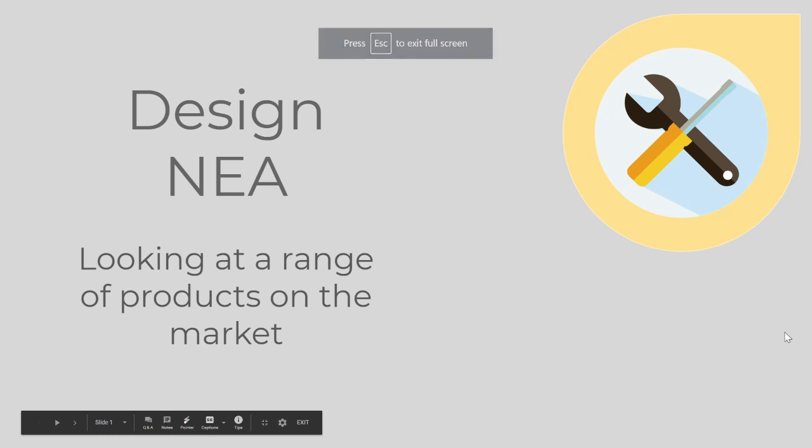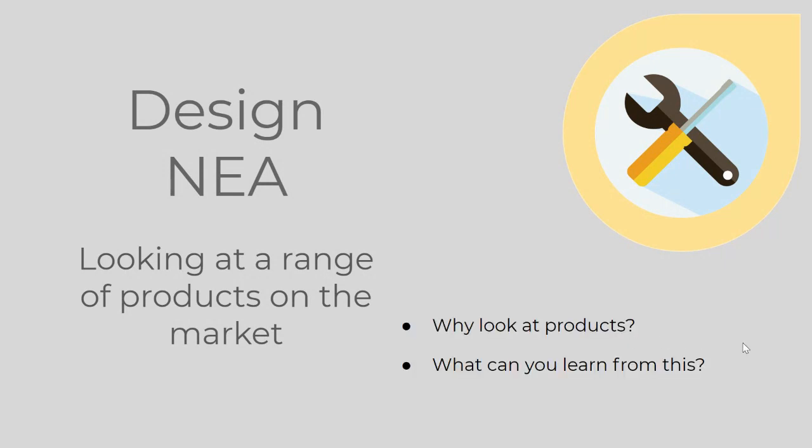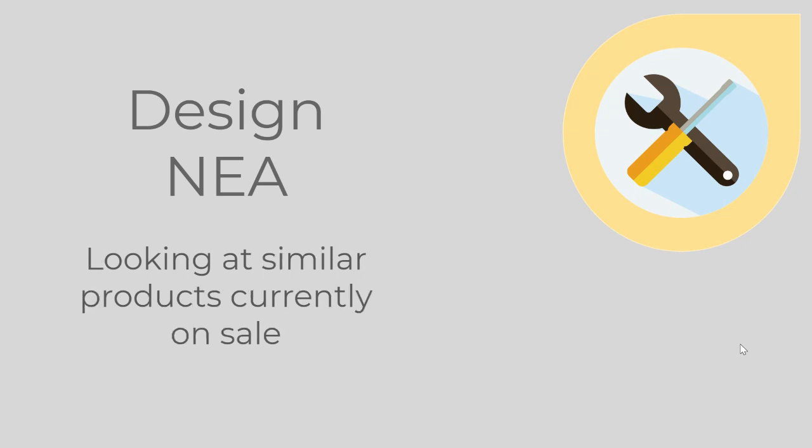Okay, so in this video we're going to look at product analysis, so looking at a range of products on the market, and we're going to be thinking about why we look at products and what you can learn from this. So we're going to start with looking at similar products currently on sale. So this is going to be quite an overview type of page that you might do.